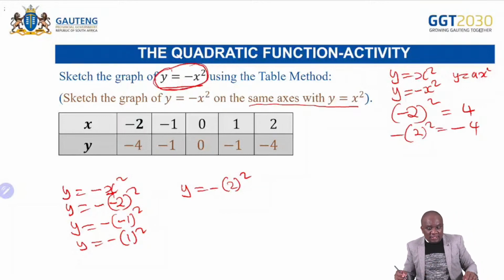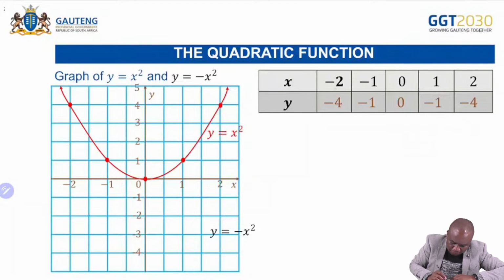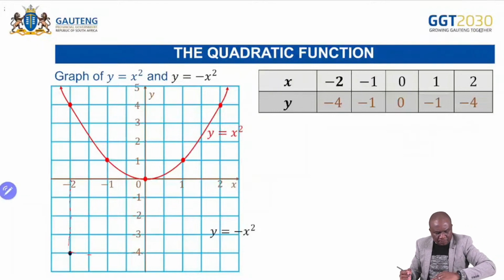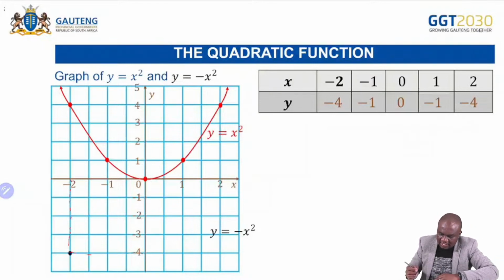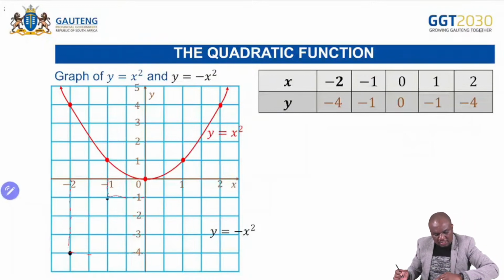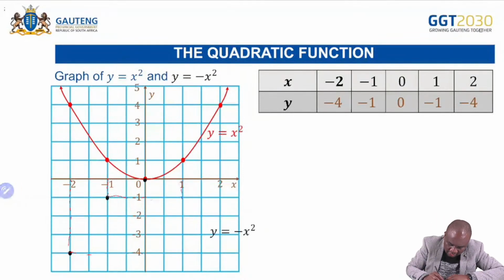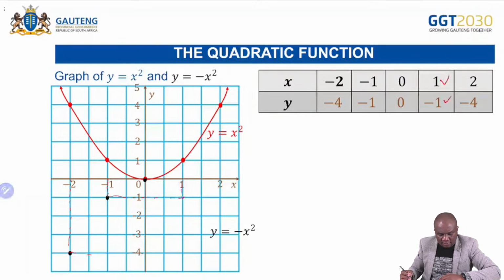We want to compare these two graphs. Right? And then I'll do the plotting. So -2 goes with -4. So the point is there. Then -1 goes with -1. So the point is there. Then 0, 0 is the origin. And then 1, 1 and -1, sorry. 1 and -1. The point is there. And then 2 and -4. The point is here. Okay?